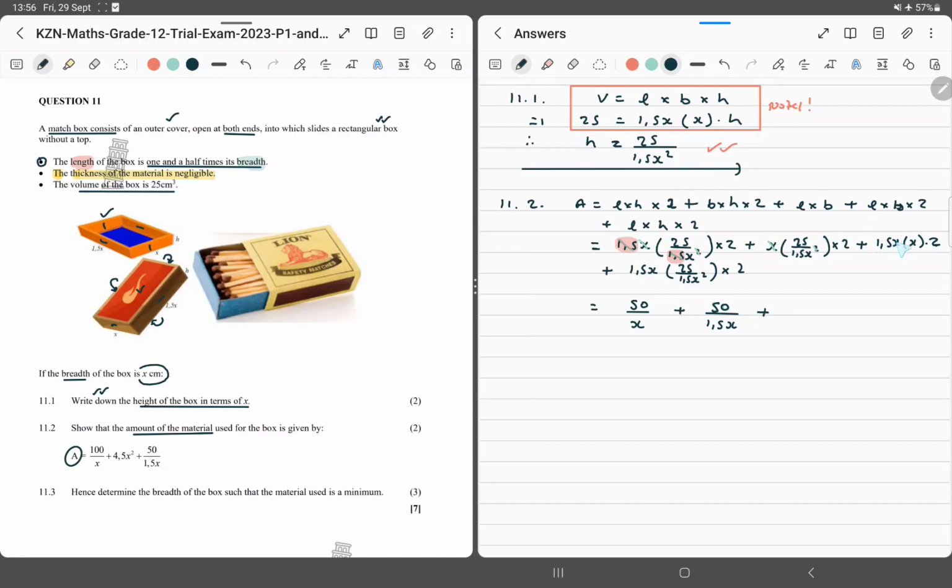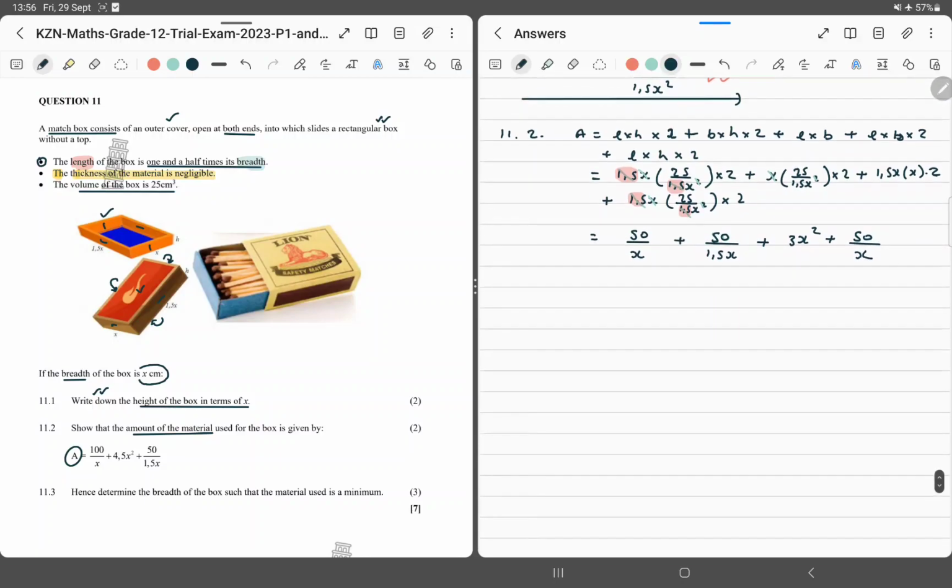Plus, now what do we have here? This is 1,5 times 2. That is going to be basically 3x squared. Plus, again, we've got this and that. They undo each other. And that is going to undo that. So this becomes 50 over x.